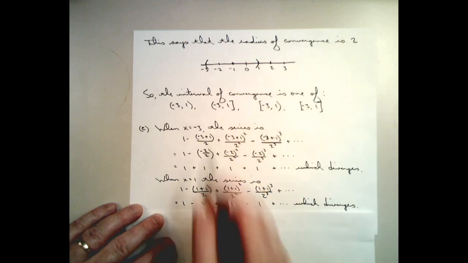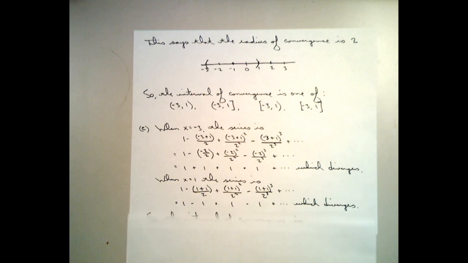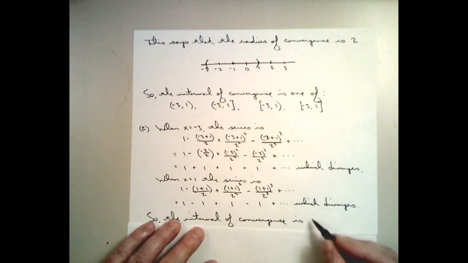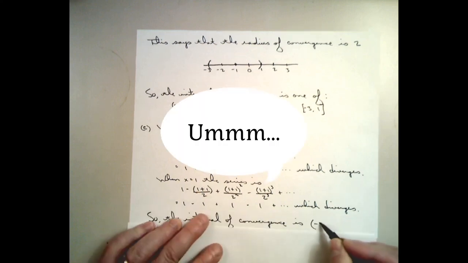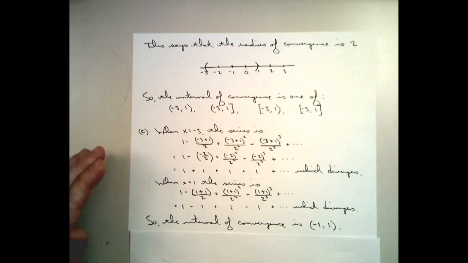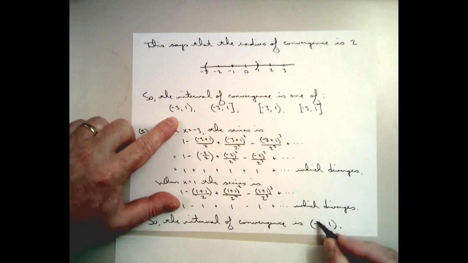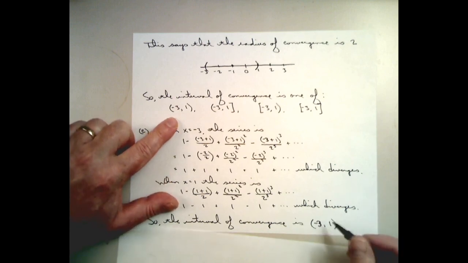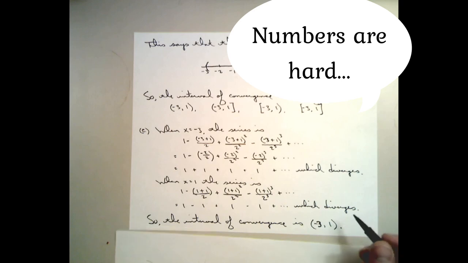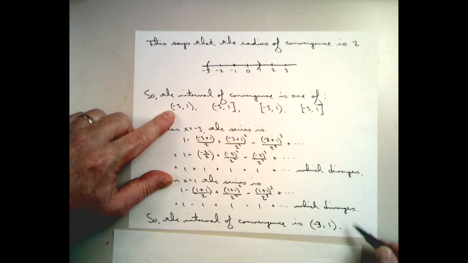And so now we know that our winner is this first interval right here, the open interval from -1 to 1. No, that's completely wrong. The open interval from -3 to 1. There we go. Yeah. The open interval from -3 to 1 is our interval of convergence.